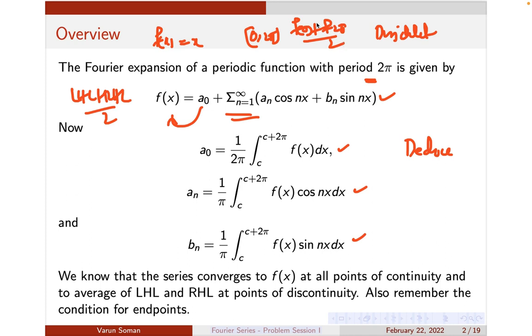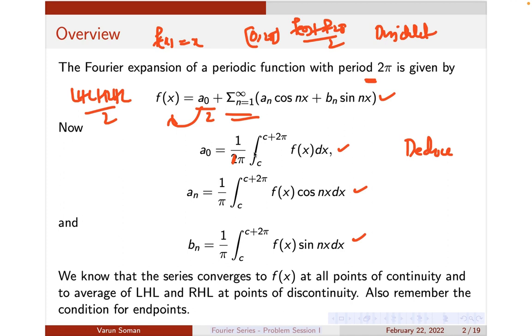Also I have emphasized that in some textbooks the Fourier expansion is given by a naught by 2 plus sigma n equal to 1 to infinity a n cos n x plus b n sin n x, but in that case the value of a naught will be 1 by pi. They use this formula to make a symmetry between a naught, a n's and b n's. So you have to be careful of the text which you are following. You can use any expansion which you like.